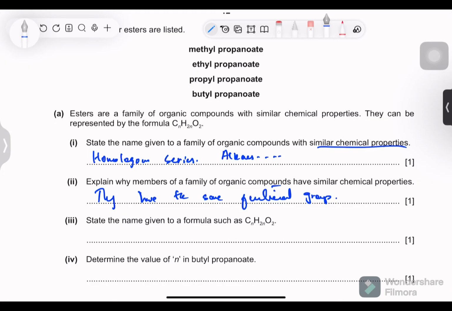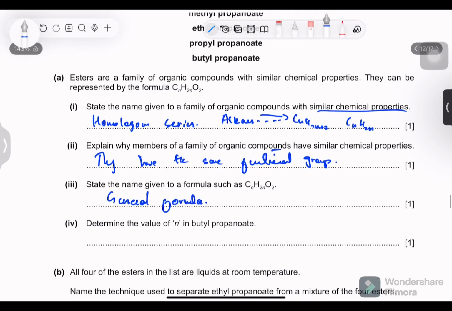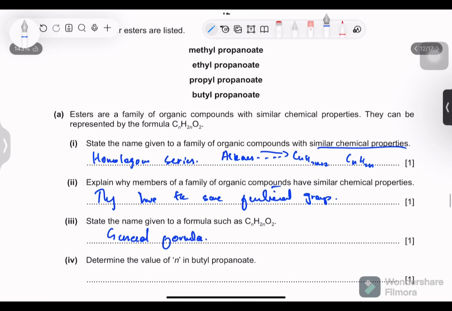State the name given to a formula such as CnH2nO2. This is the general formula. For example, in alkanes, it is CnH2n+2. In alkenes, it is CnH2n only. Determine the value of n in butyl propanoate.